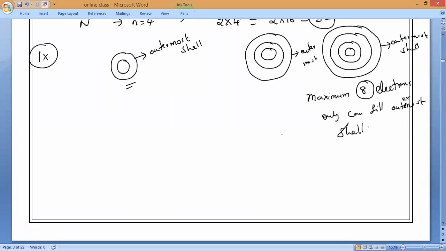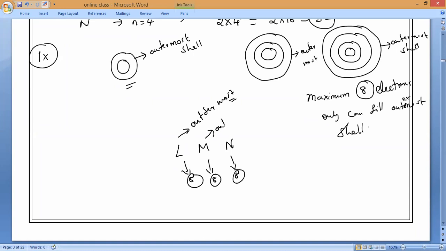Whatever the cell, except the K cell, remember that. So L or M or N: the maximum number of electrons we can accommodate if it is outermost, understanding? That is what you have to remember. If L itself is outermost, 8. If M is the outermost, then also 8. If N is the outermost, then also it can accommodate only 8 electrons.